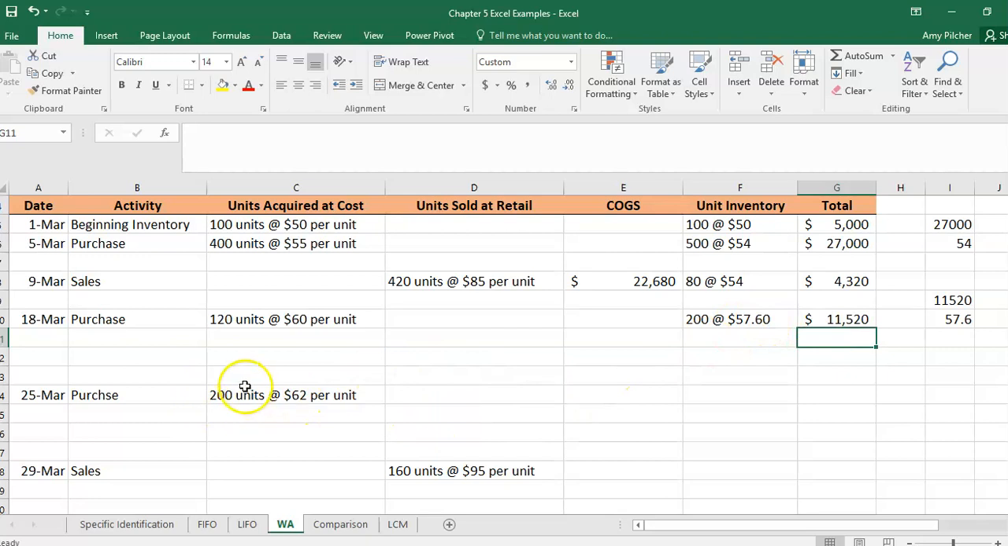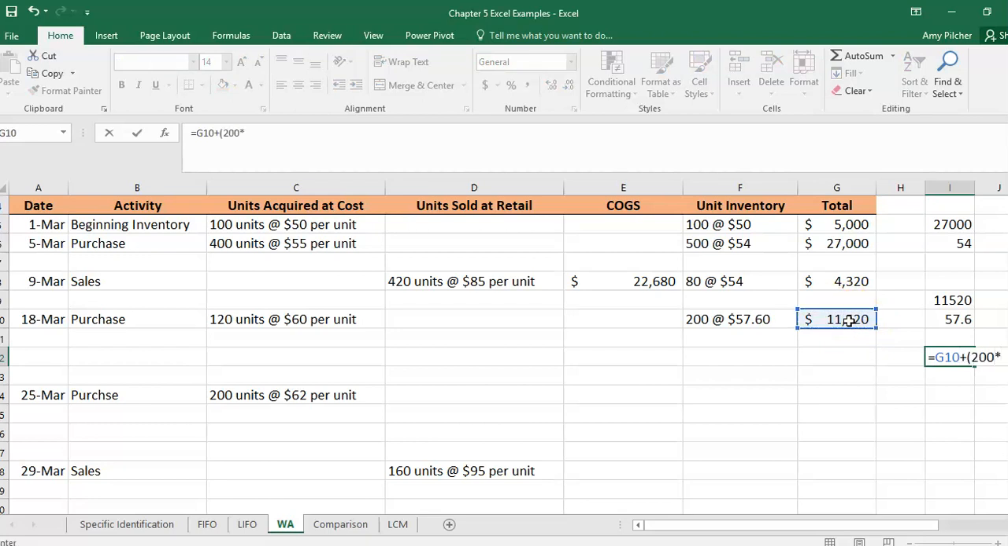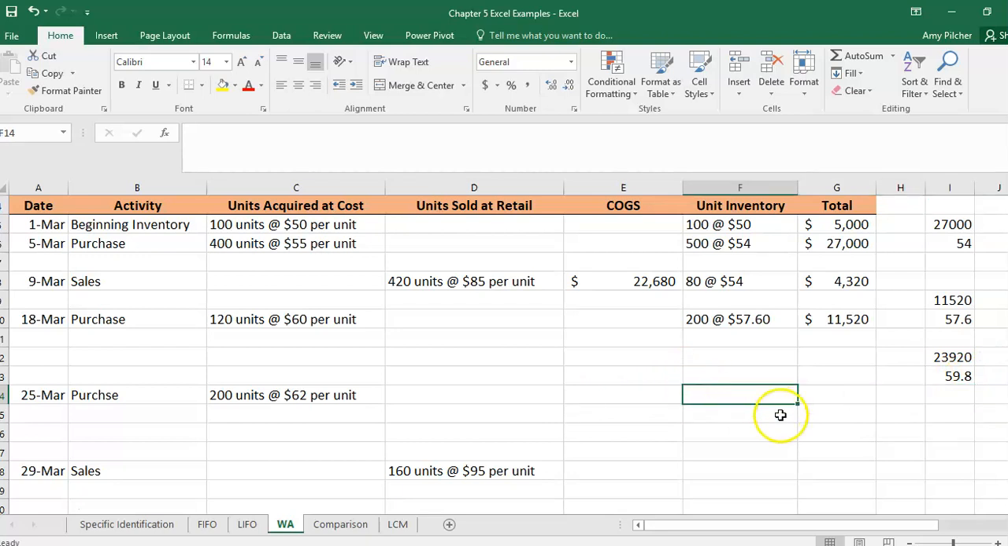Then we buy another 200 units. So we need to come up with a new average cost. So we take our $11,520 and add 200 times $62 for a total of $23,920. We're going to divide that by our now 400 units. We now have a weighted average unit cost of $59.80. Now we have 400 units at $59.80.